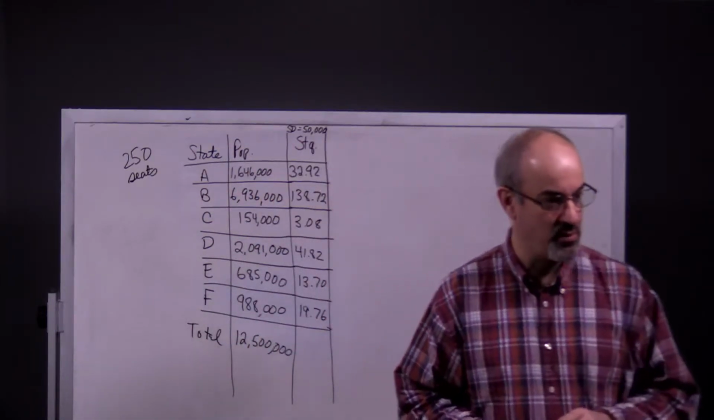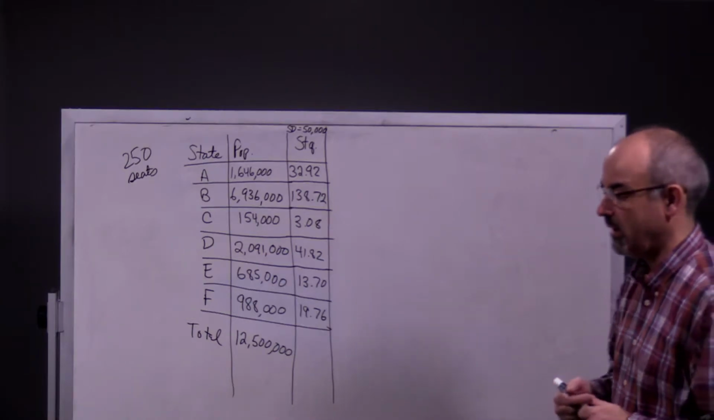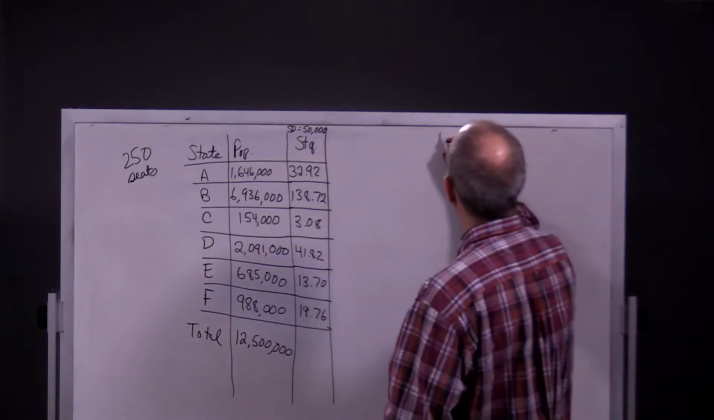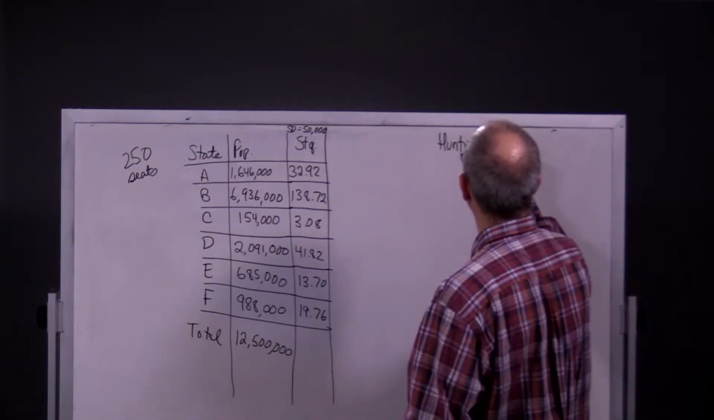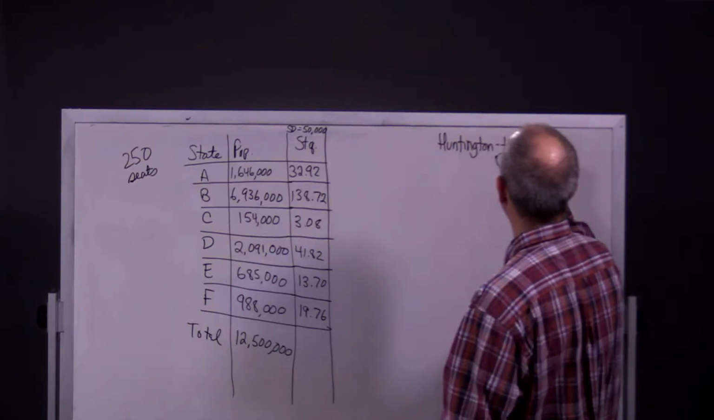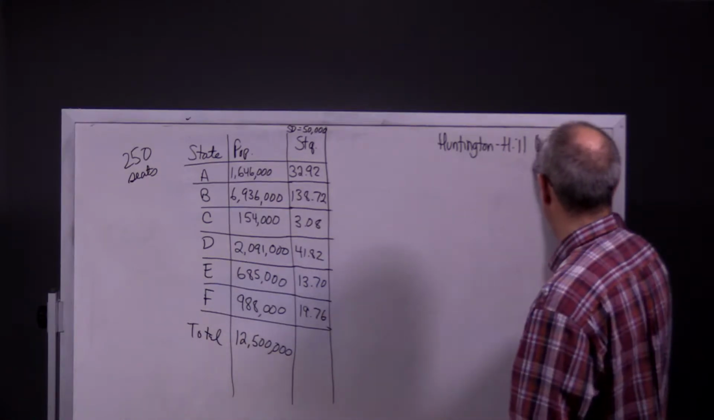Everything about Huntington-Hill is the same as Webster's method, except for how you round. So I'm going to write it out, even though, like I said, you can read about it. You should be reading about it. Huntington-Hill Rounding Rule.